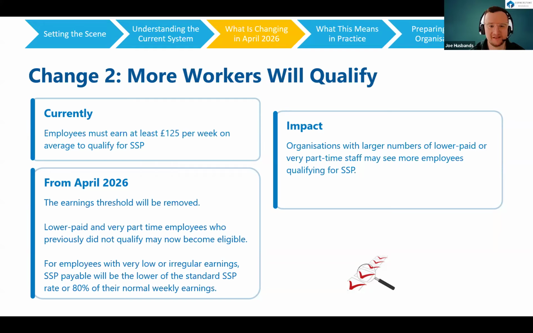One additional detail worth being aware of is that for employees with very low or irregular earnings, the SSP payable will be the lower of the standard SSP rate or 80% of their normal weekly earnings. So while more employees may become eligible, the payment itself may still be lower for those working very small numbers of hours. For organizations with a larger number of part-time or lower paid roles, this may increase the number of employees who qualify for SSP. For others, there might be minimal impact here as well.